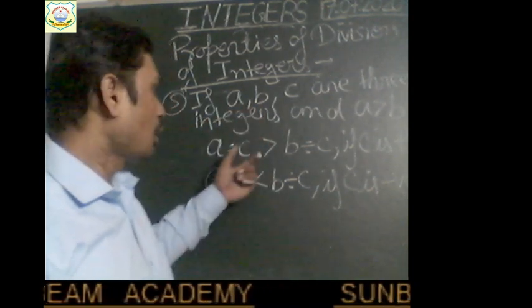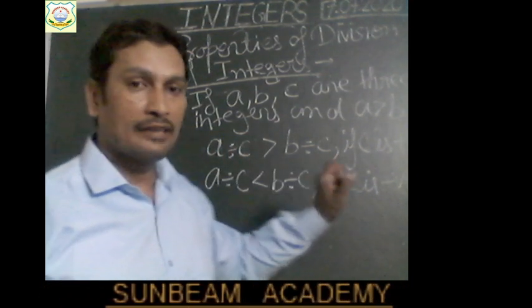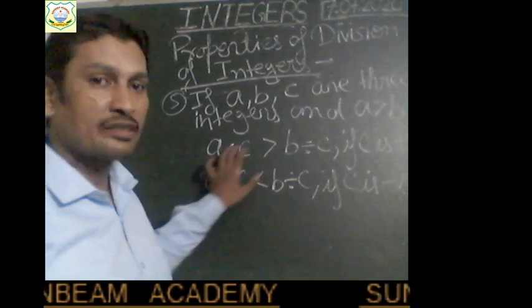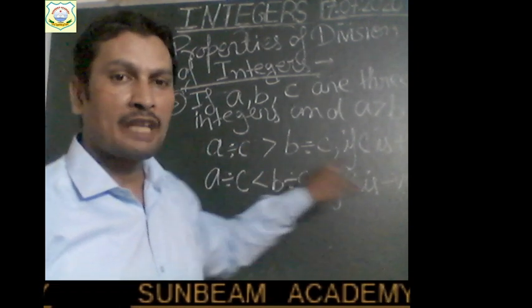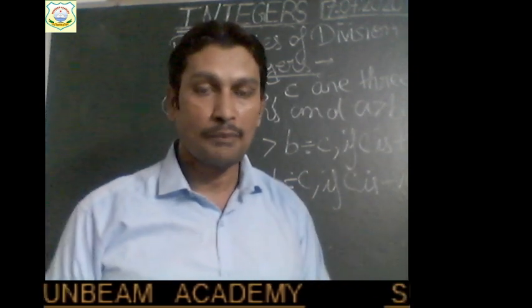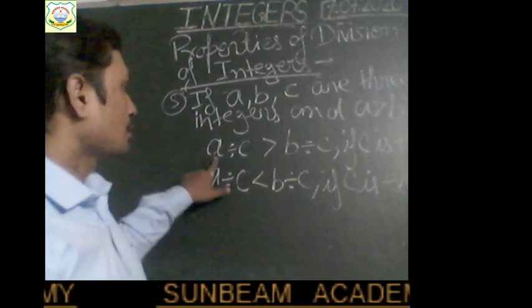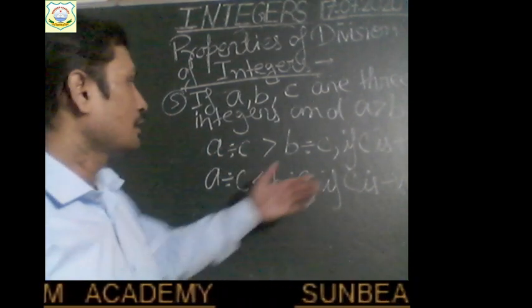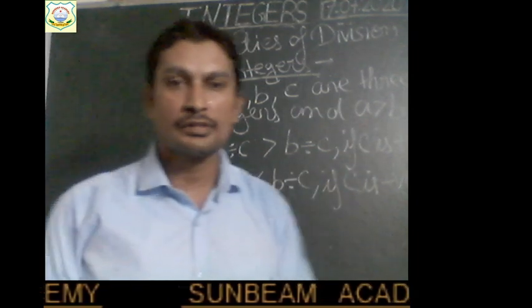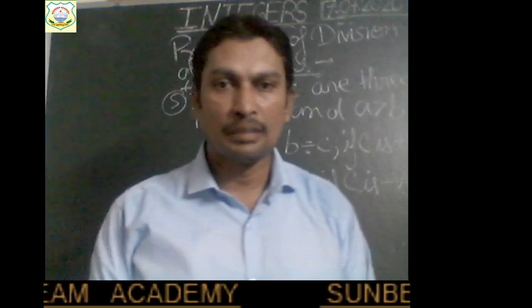Okay. Now if we divide both the integers A and B by same integer C, then the quotient of the greater integer will be greater only if the number by which we are dividing is positive. But if we are dividing by some negative integer, then the integer which was greater will become smaller and the integer which was smaller will become greater. Okay, children? So let us see with some example.